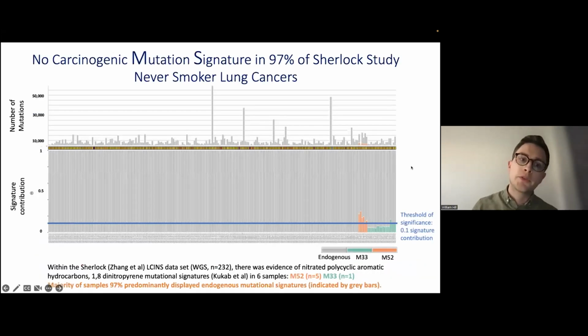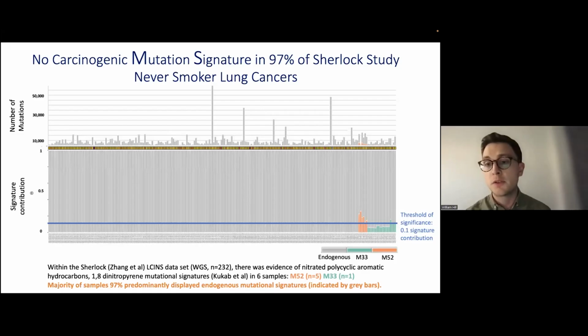And what's recently been found by whole genome sequencing of these tumors is that the vast majority of mutations that arise within these tumors do not appear to be in the context of an exogenous mutational signature. Around 97% of over 200 tumors where they carried out whole genome sequencing displayed an endogenous mutational signature, indicated in gray here, perhaps suggesting that carcinogens are acting in a non-mutagenic fashion.